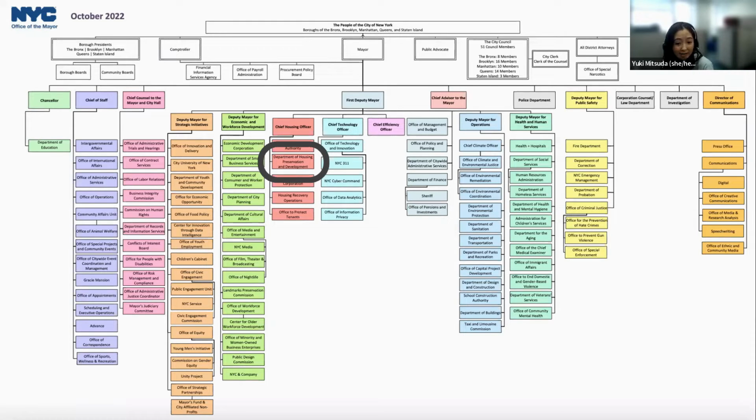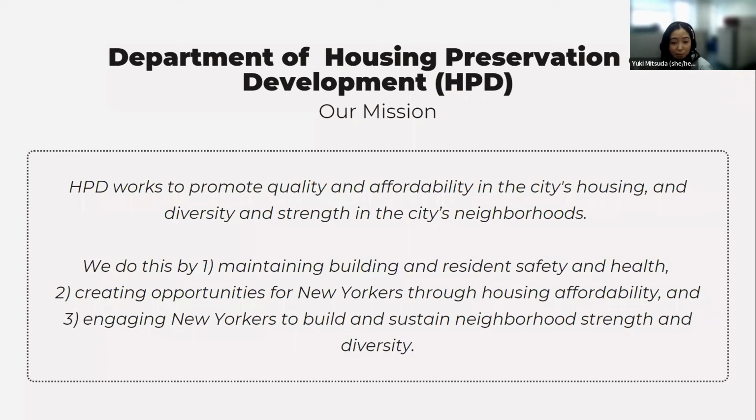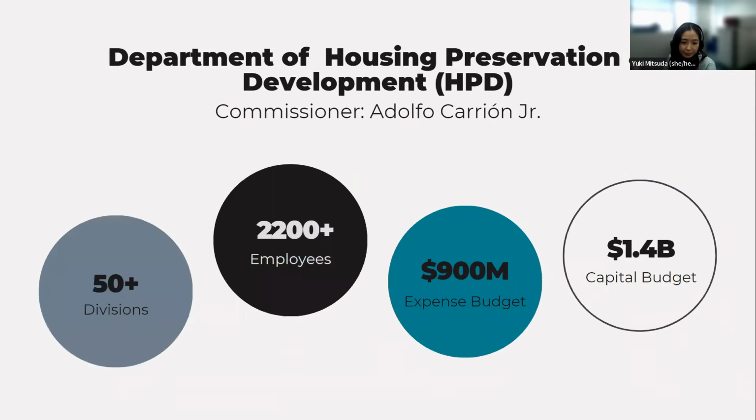Our agency's mission is to promote both quality and affordability of New York City's residential housing. We strive to, 1, maintain safety and health of buildings and residents. 2, create and support various mechanisms that ensure housing affordability. And 3, engage New Yorkers to enhance neighborhood strength and diversity.